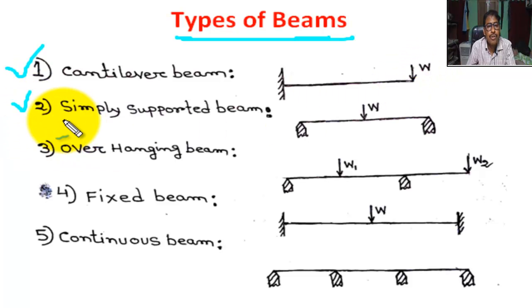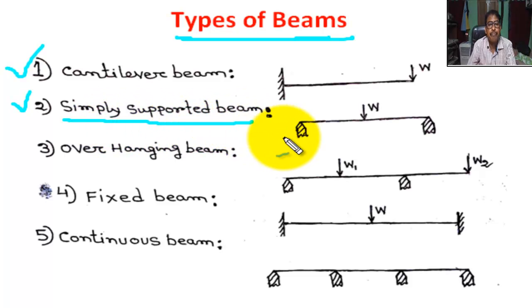Number two, simply supported beam. Here the beam is supported freely at both ends. It is called a simply supported beam. This support and this support may be a wall or column. This support provides vertical reaction in the upward direction.